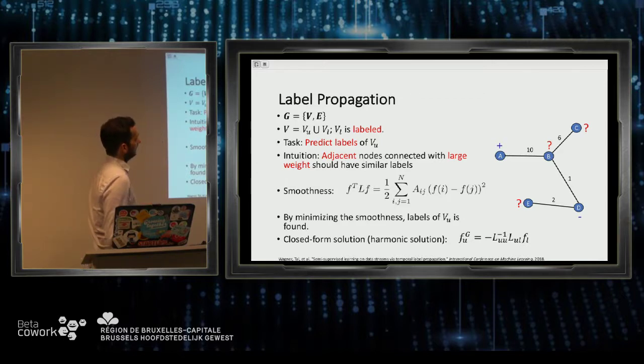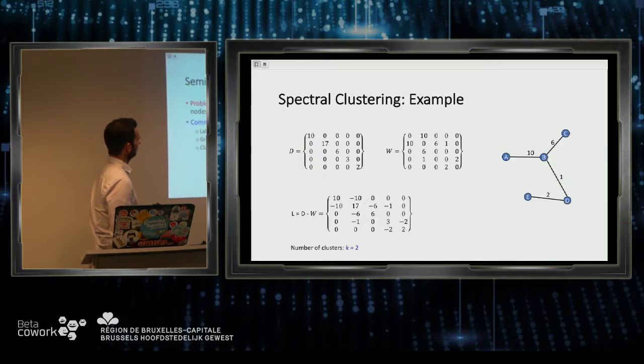You have a graph, that's the graph, and you have two different sets of nodes, nodes V_U and nodes V_L. Whoops.